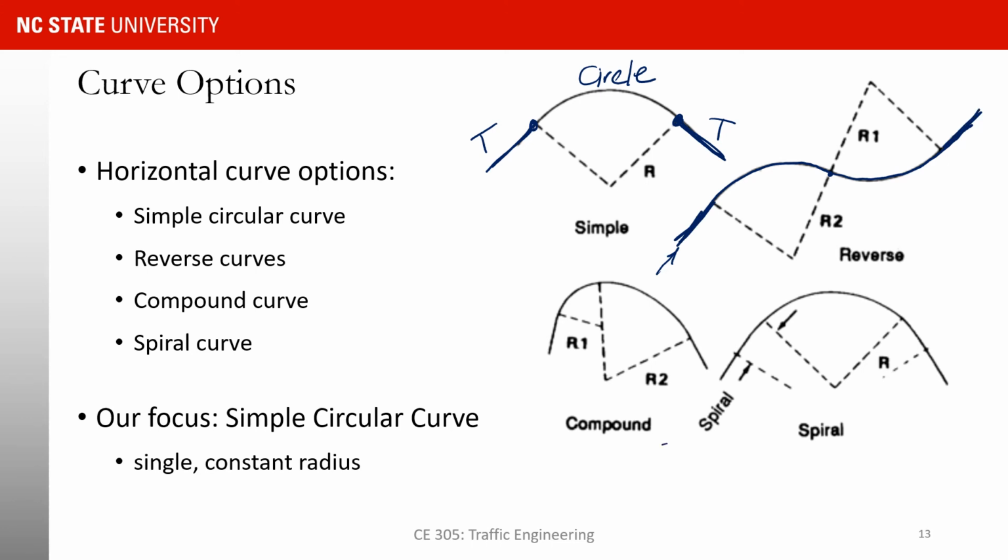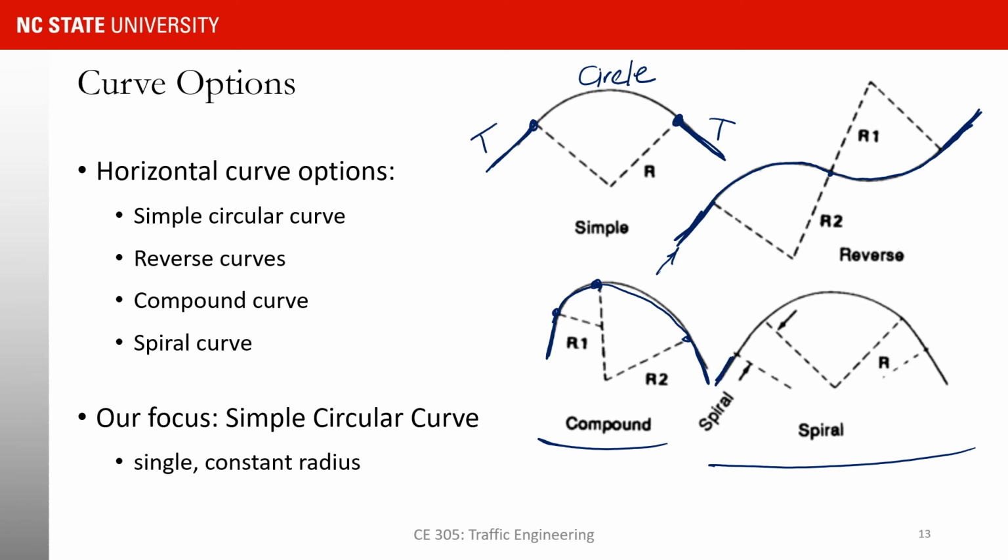You can have a compound curve. So you have a tangent here, and then you connect these two with two different curves. This is curve 1, circle 1, and this is circle 2. And finally, we can have a spiral.